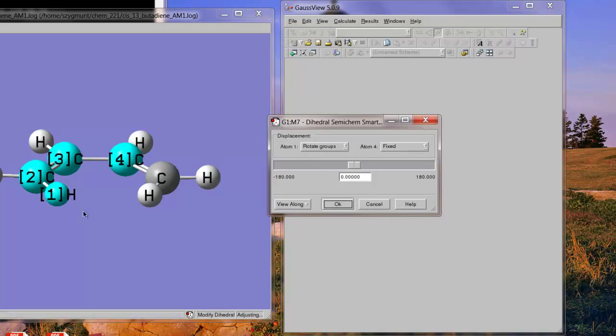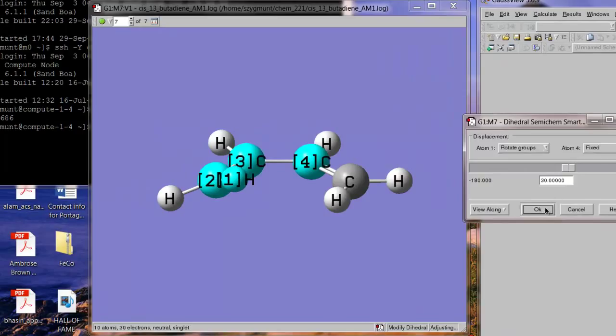With atom 1 being the hydrogen, that's what we're going to rotate. Atom 4, the carbon, is fixed. All I really want to do, it started off at a 0 degree angle, and I just want to rotate it to about 30 degrees. I don't know for sure how much I should rotate it, but this seems to show a pretty significant deviation away from the planar structure.